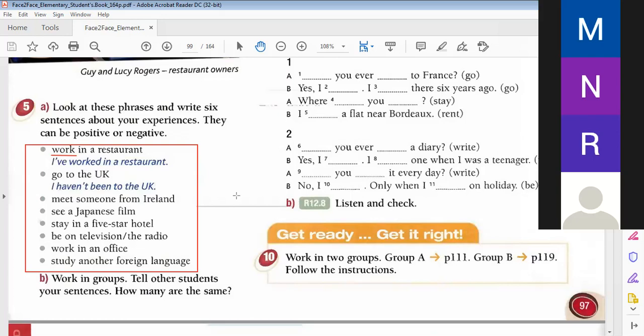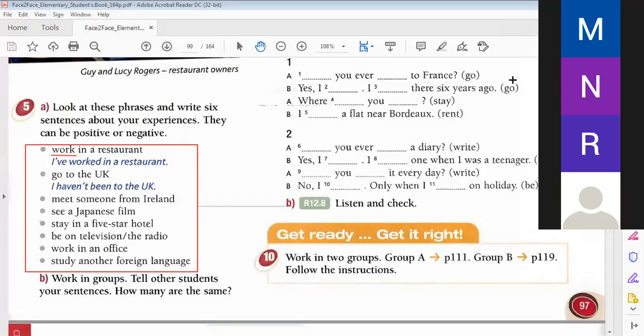Okay, that's good. Media, what about your sentences? I have never worked in an office. Again, can you say it again? I have never worked in an office. Yes. I've seen a Japanese film. I haven't met someone from Ireland. I have never been on television, or I have never been on the radio. Okay. I have studied another foreign language. Good. That's great.